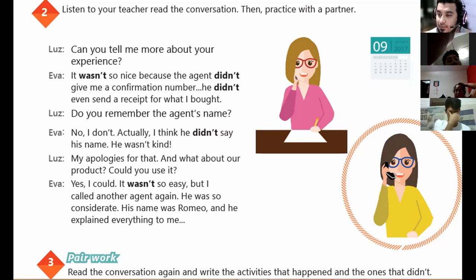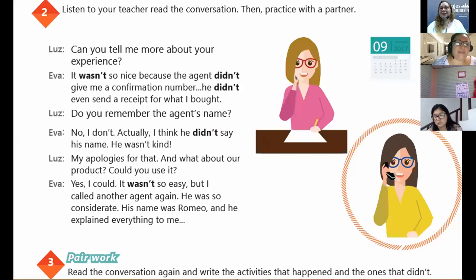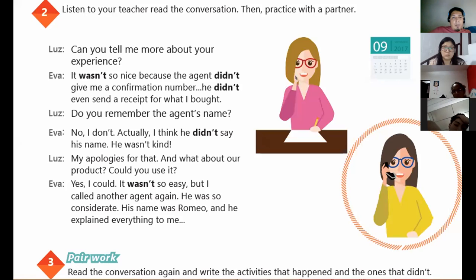Okay, teacher. Can you tell me more about your experience? It wasn't so nice because the agent didn't give me a confirmation number. He didn't even send a receipt for what I bought. Do you remember the agent's name? No, I don't. Actually, I think he didn't say his name. He wasn't kind. My apologies for that. And what about our products? Could you use it? Yes, I could. It wasn't so easy, but I called another agent again. He was so considerate. His name was Romeo, and he explained everything to me.